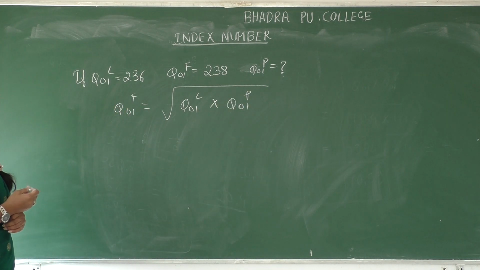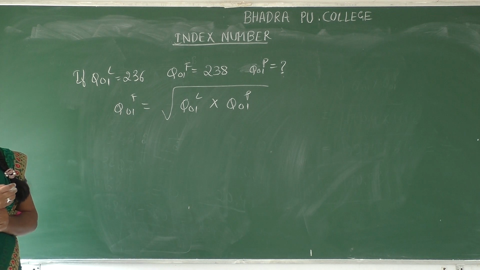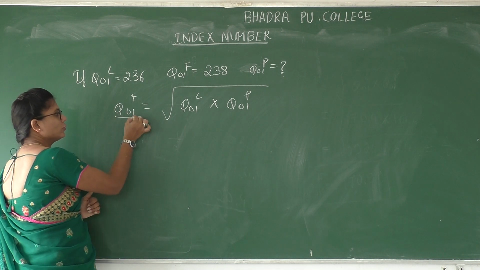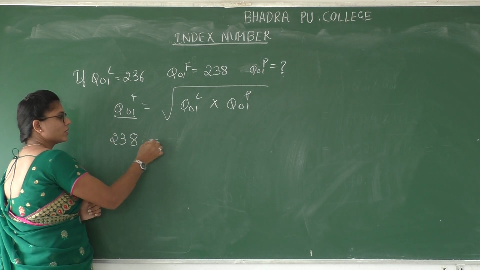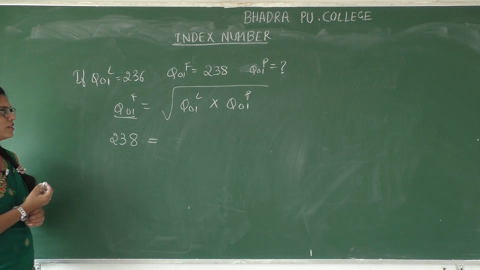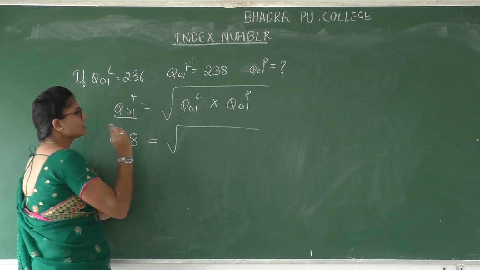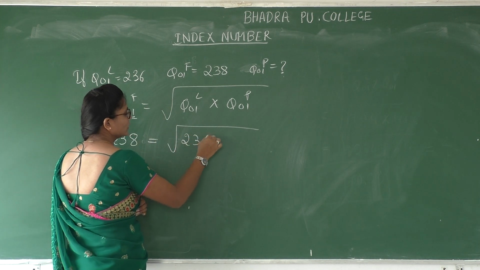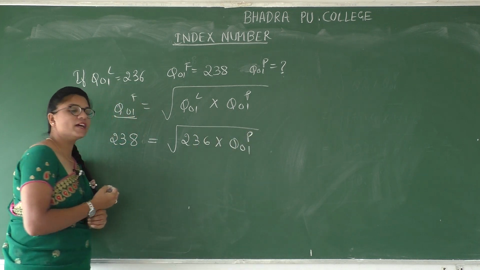Yes. So here we have the value for Q01F, 238 from the question. So I have written 238 from the question, and then we have the square root of Q01L. We know the value for this, it is 236, into Q01P, whose value we don't know, so write it as it is.